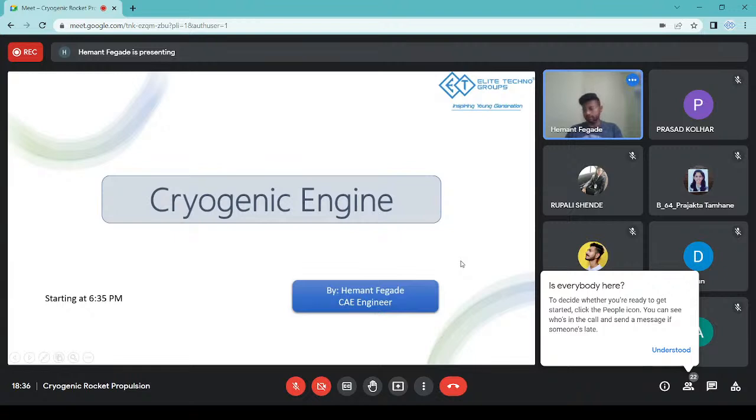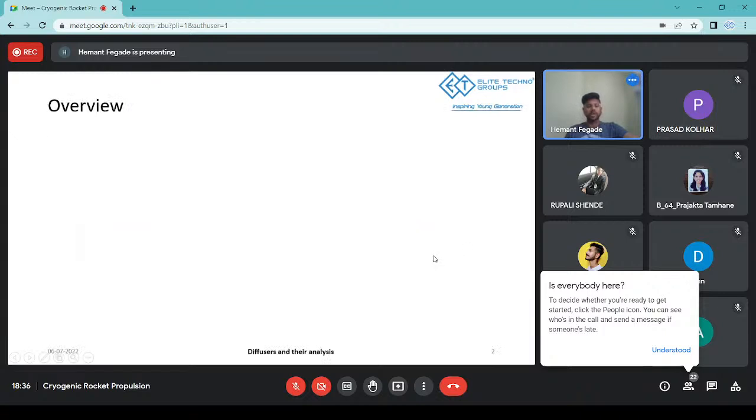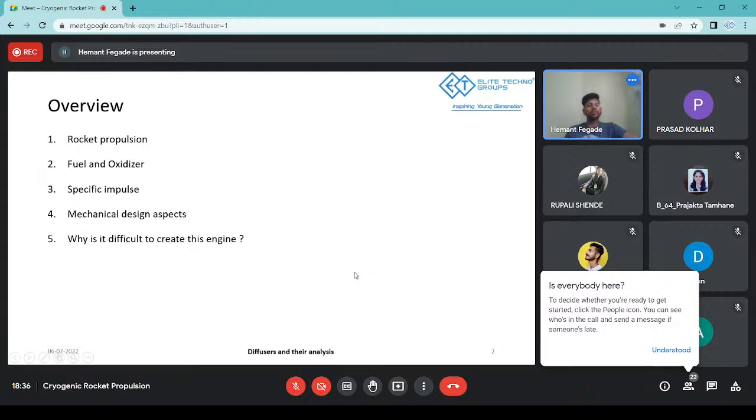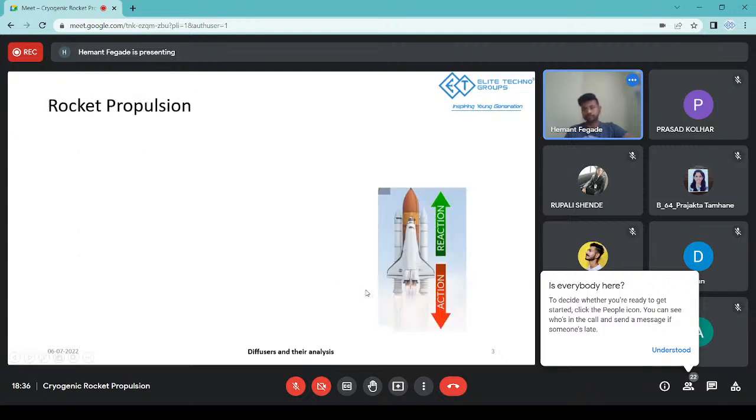Yeah, my screen is visible. Yes. Cool. So today's topic: cryogenic engine. I'm going to talk about rocket propulsion, fuel and oxidizer. What are these concepts like? What is the concept of specific impulse? How does it impact the propulsion? Then the mechanical design aspects of the whole thing. And towards the end, we will see why it is difficult to create this specific engine, to what extent people have been implementing it, and where specifically people are using these kinds of engines.